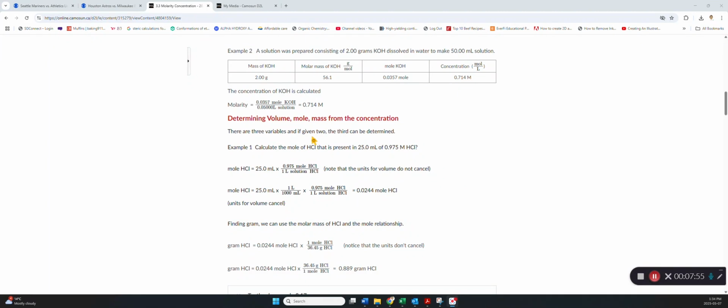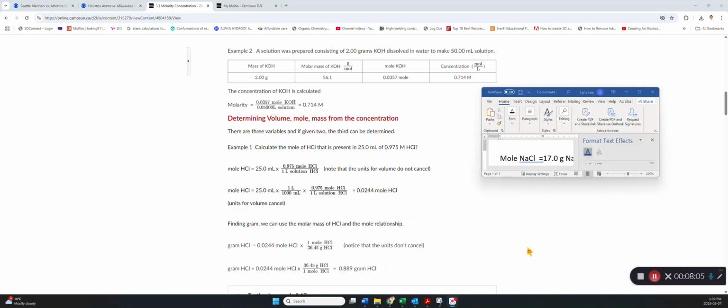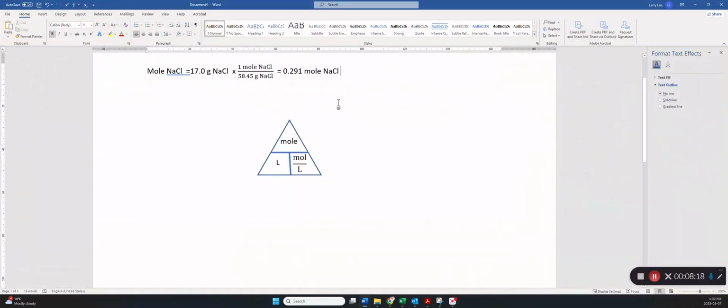The next is, we could determine any of these variables from the concentration. You've got volume, mole, or mass. There are 3 variables here. In order to determine any of these variables from the concentration, volume, mole, mass, we could make use of this little triangle. You can see that in the triangle you have moles over liters, so moles divided by liters equals moles per liter.